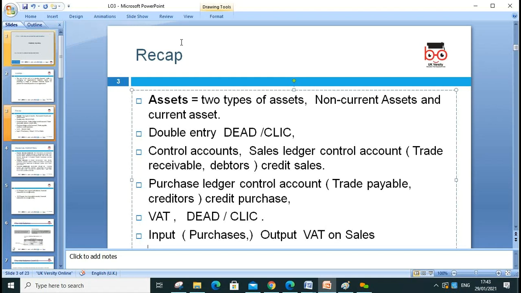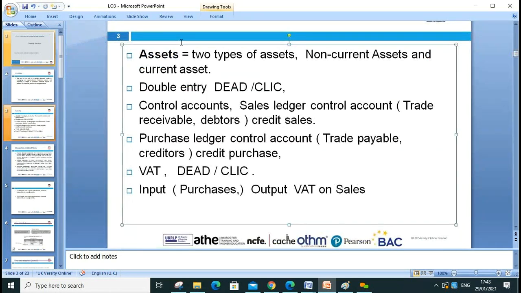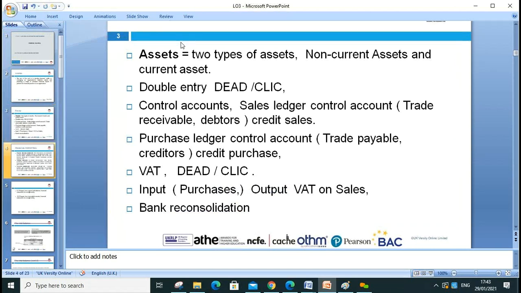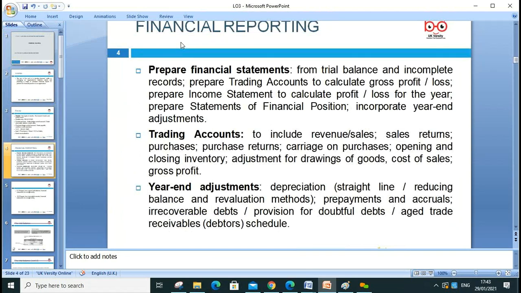We also mentioned bank reconciliation in yesterday's lesson. Yes. Any question? No. Okay. Any question? If you have, please ask. So that's what we have learned up to now.